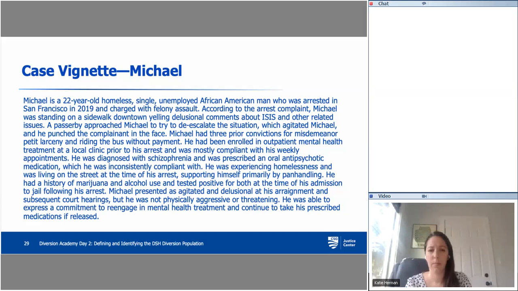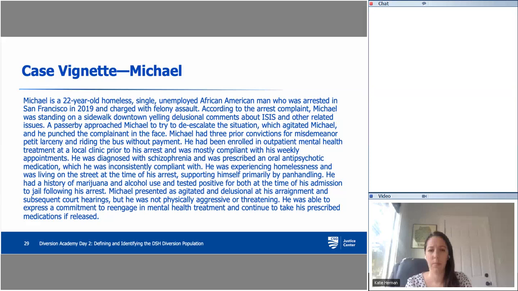I think Michael would be an ideal candidate to participate in the diversion program. One of the points that we brought up is the fact that Michael was not the initiator of the alleged assault. In fact, the passerby, for whatever reason, decided that he or she would take it upon themselves to escalate the situation. I also think it's noteworthy that none of his prior offenses, which were misdemeanors, had any violence associated with them.